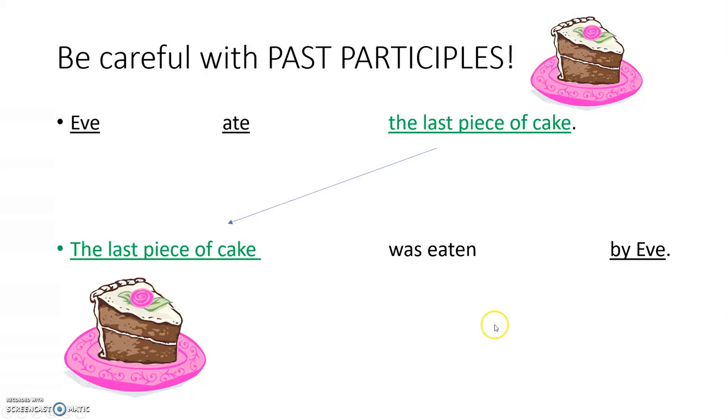As usual, be careful with past participles. Here's an example. What's the main verb? Eat, right? Eat, ate, eaten. So Eve ate the last piece of cake. That's the object. Send it to the front. The last piece of cake. Put the be verb. Why is it was? Because the original sentence was simple past. Okay, use simple past to go with this subject. And then the verb eat in the third form, eaten. If you want, you can put by Eve, or maybe it's a secret. Don't mention me. Maybe I don't want to be responsible.